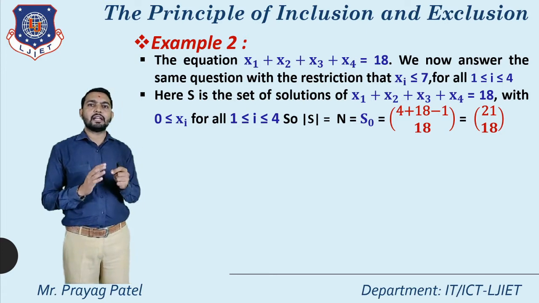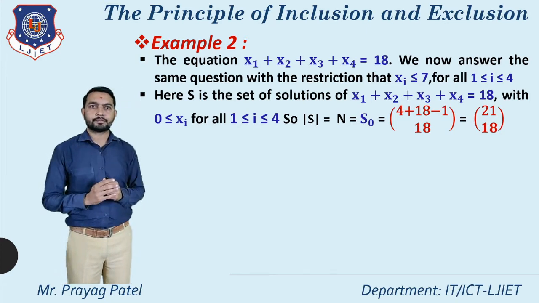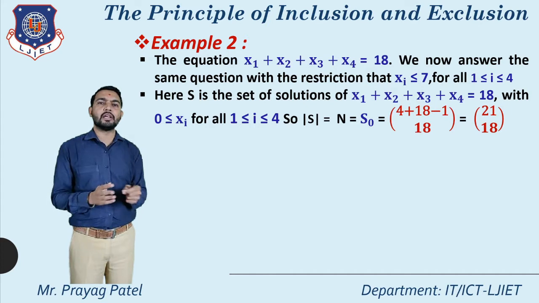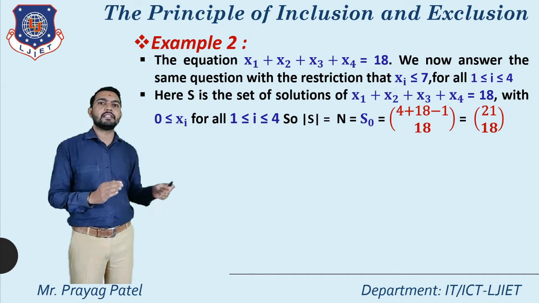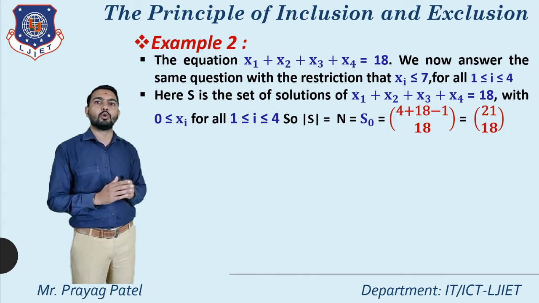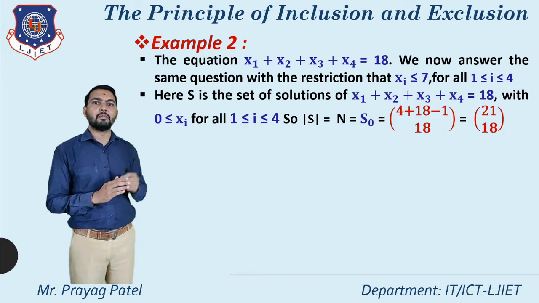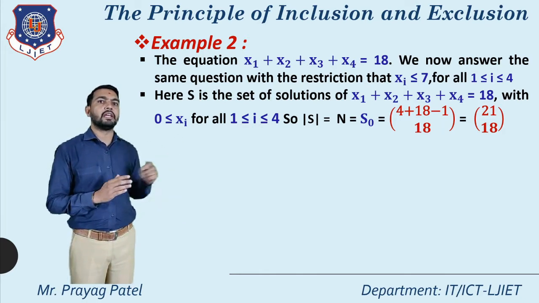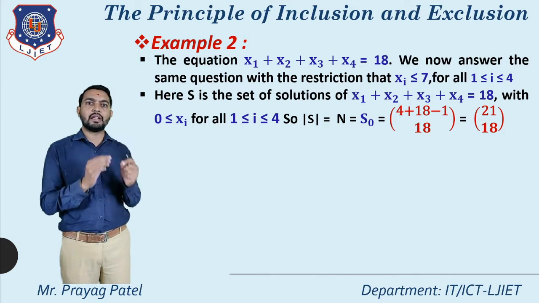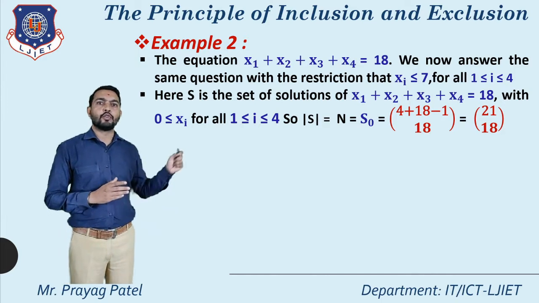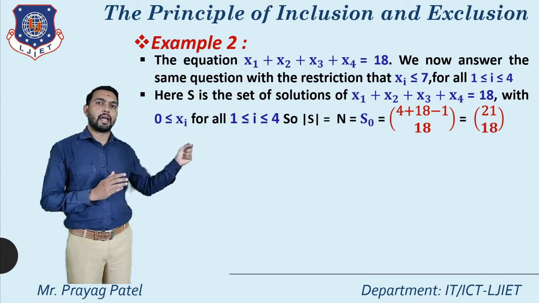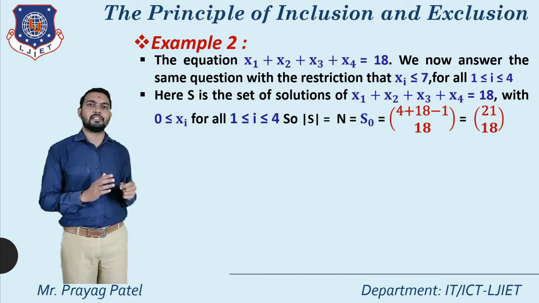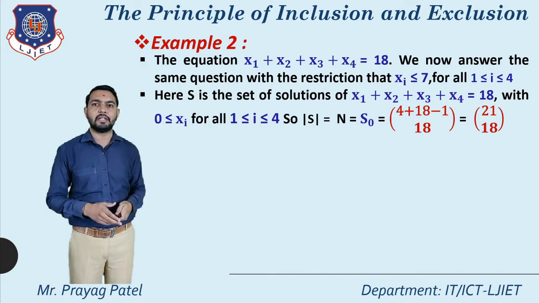So here we can say that n is equal to S0. That means all the combinations without any restriction are considered as n. So here n is equal to S0, which is C(4 plus 18 minus 1, 18), that is 21C18. We already know the formula C(n plus r minus 1, r). According to this formula, we find S0 is equal to 21C18.